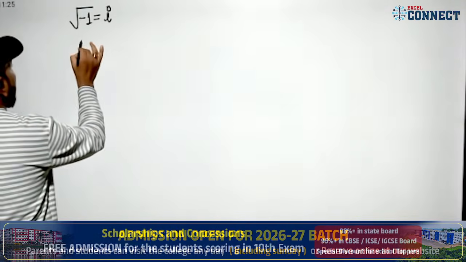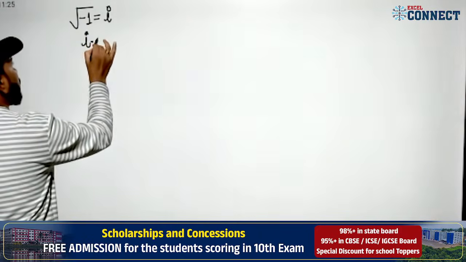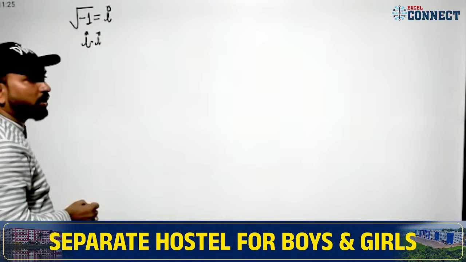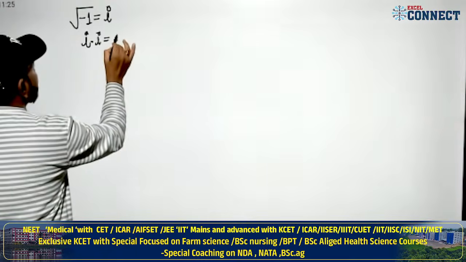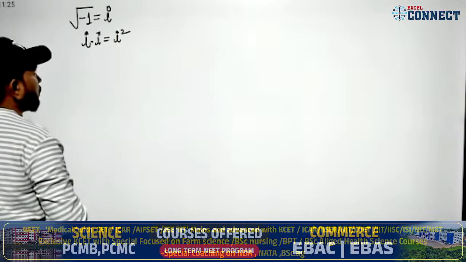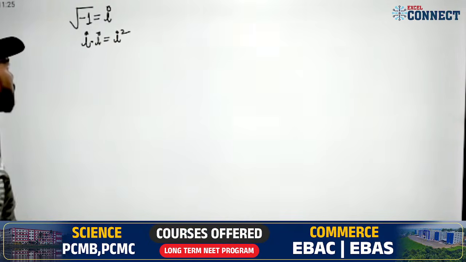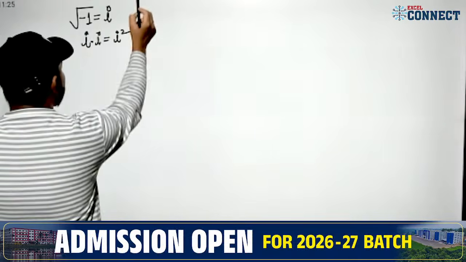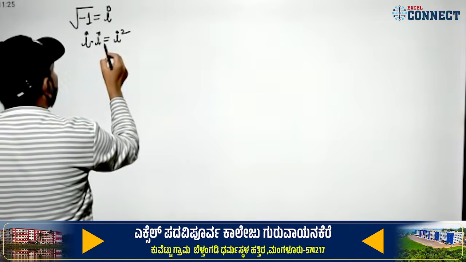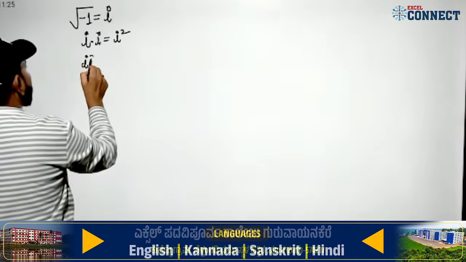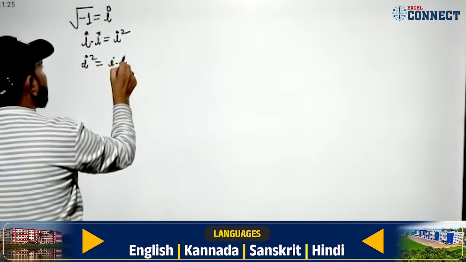Then if I ask you iota into iota is what? You will say, sir, iota square. Then what is the value of iota square? Iota square is equal to iota into iota. I will write it again here.